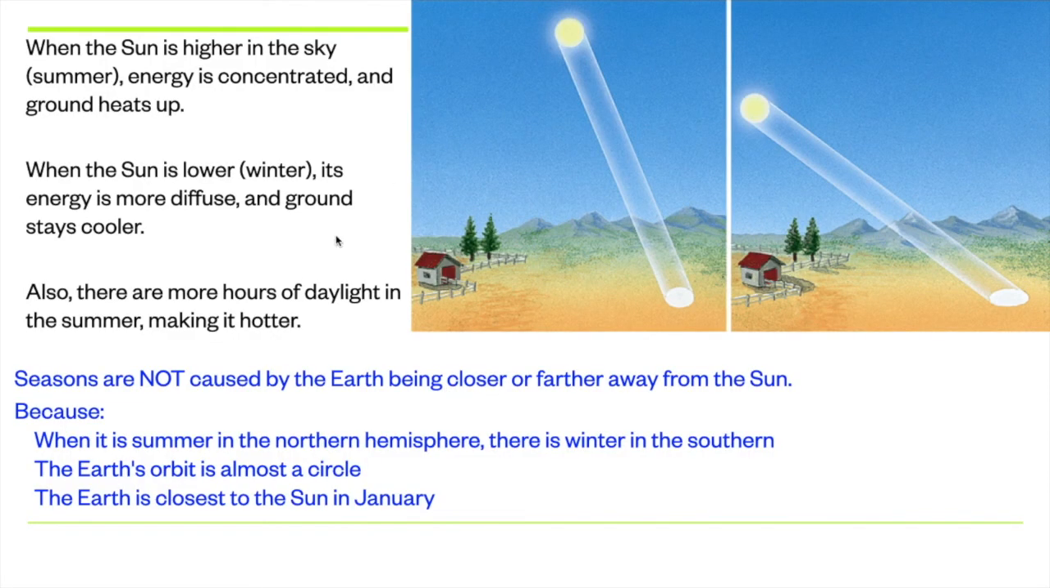In this slide, we are emphasizing the same point: when the Sun is higher in the sky during the summer, energy is concentrated and the ground heats up pretty easily, whereas when the Sun is lower, during the winter, the Sun gives light in a more tilted fashion and the energy is more diffused. It passes through more layers of the atmosphere, and therefore the ground stays comparatively cooler. Also, there are more daylight hours during the summer than in the winter, so the Sun's light has more time to heat up the ground. So these are the reasons for the different seasons that we experience on Earth.